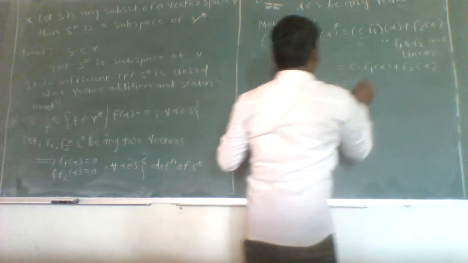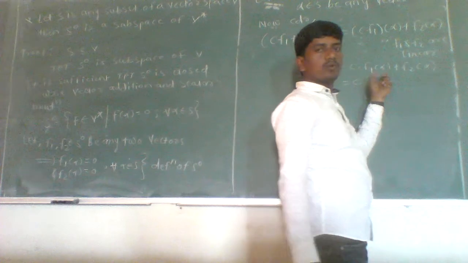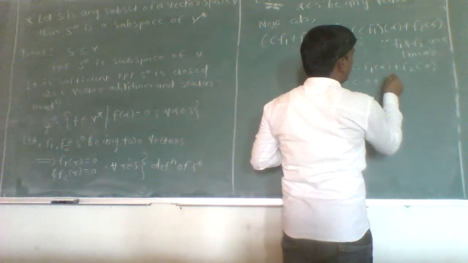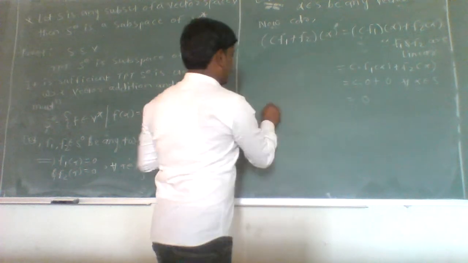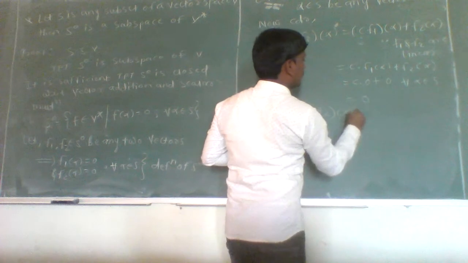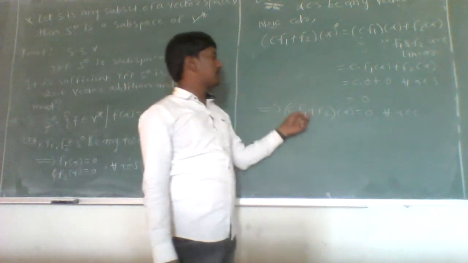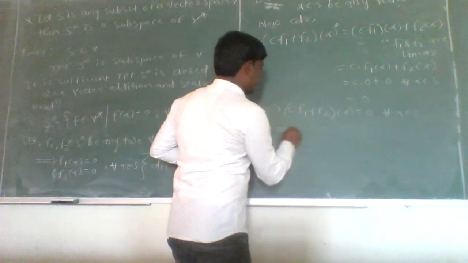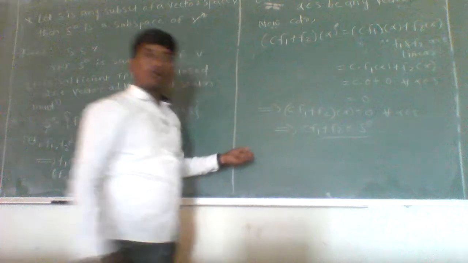But we know that f1 of alpha is equal to 0 for each alpha belonging to S, and f2 of alpha will be equal to 0 for all alpha belonging to S. So this is c into 0 plus 0 for all alpha belonging to set S, which is equal to 0, which implies c f1 plus f2 of alpha is equal to 0 for all alpha belonging to S. Then by the definition of annihilator, c f1 plus f2 belongs to annihilator of set S. That is what we have to prove.